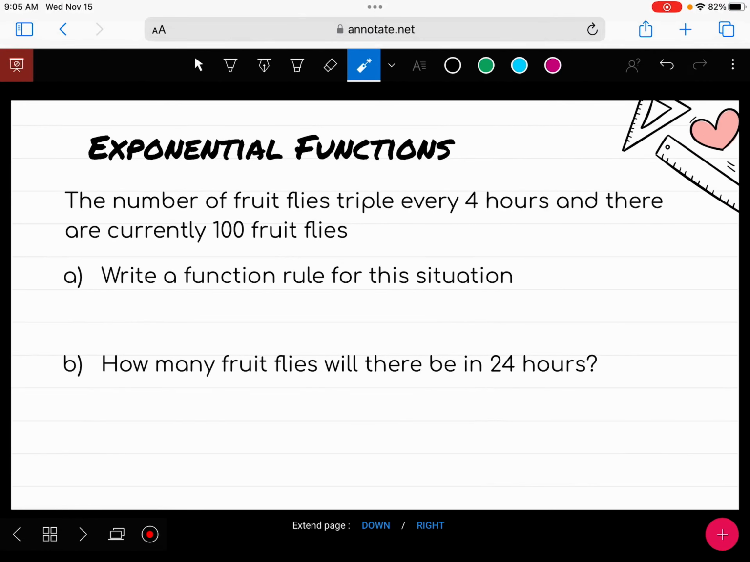So how are we going to start with our function rule? What is our starting amount? 100. That's how many we're starting with. Triples every 4 hours. How can we write that?